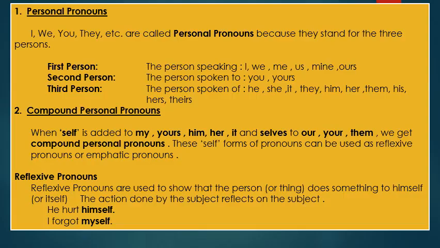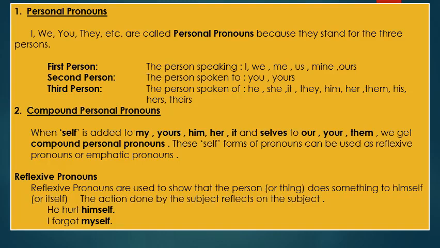First, personal pronouns. I, we, you, they, etc. are called personal pronouns because they stand for the three persons. First person, the person speaking: I, we, me, us, mine, ours. Second person, the person spoken to: you and yours. Third person, the person spoken of: he, she, it, they, him, her, them, his, hers, theirs.